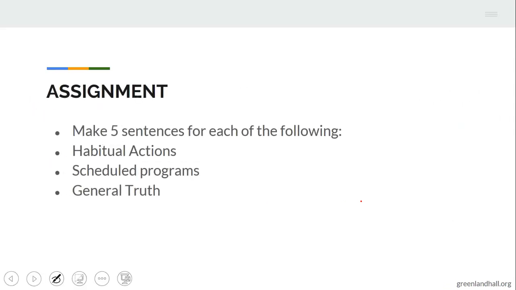I want you to make 5 sentences for each of the following. I know you can remember what I told you about habitual actions, schedule programs, and general truths. Habitual actions are actions that you do regularly. Schedule programs are programs that you have scheduled, arranged or programmed to happen. While a general truth is something that everybody agrees and accepts to be the truth. So make 5 sentences for each of these types or ways we can use the simple present tense.